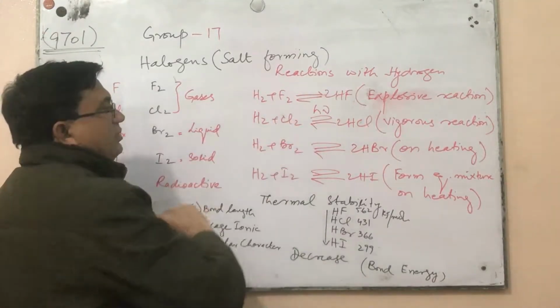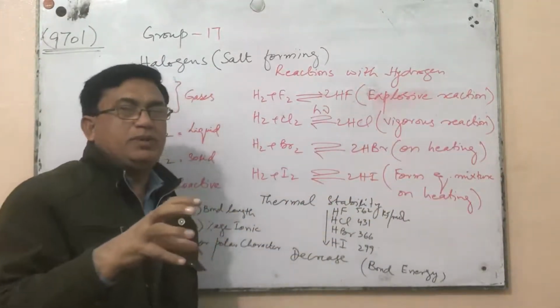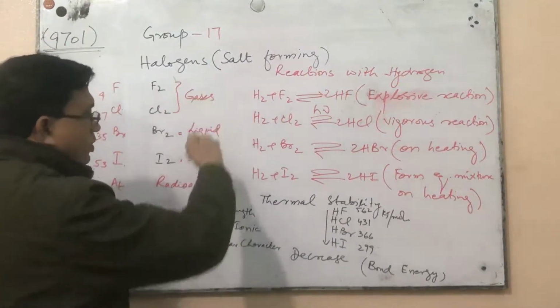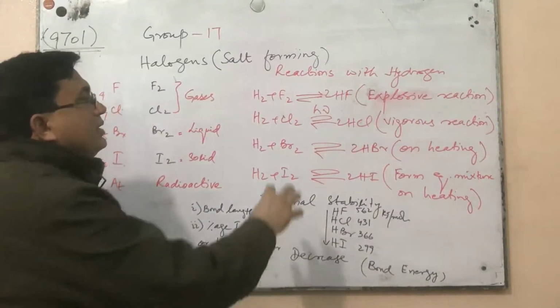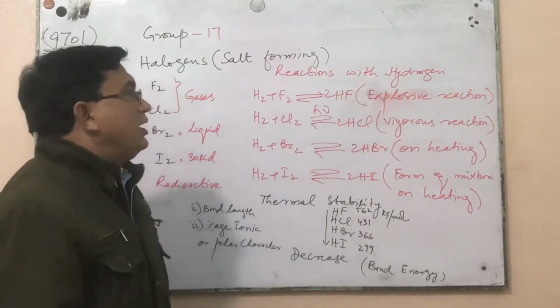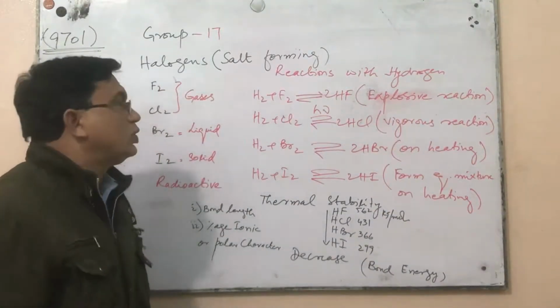hydrogen with fluorine, an explosive reaction takes place because fluorine is the most reactive element of the halogen group, and this reaction takes place even in darkness at a very low temperature. The explosive reaction is difficult to control.